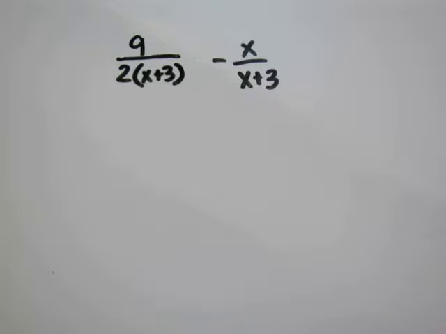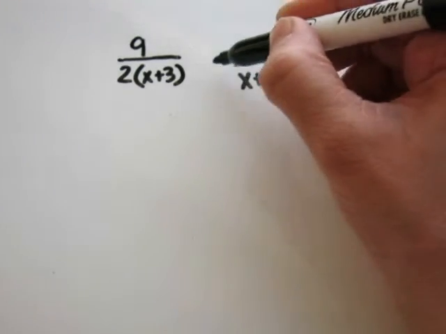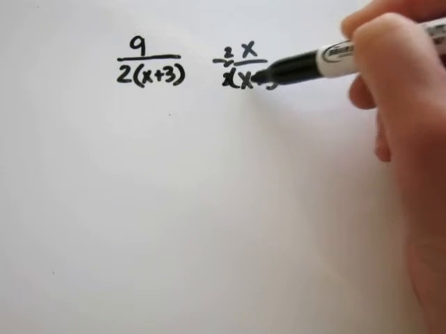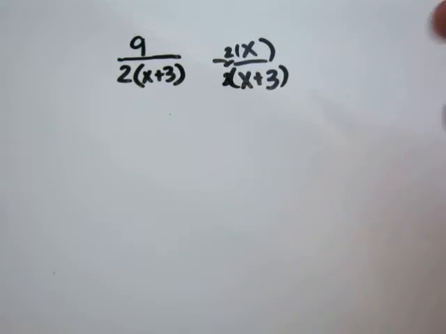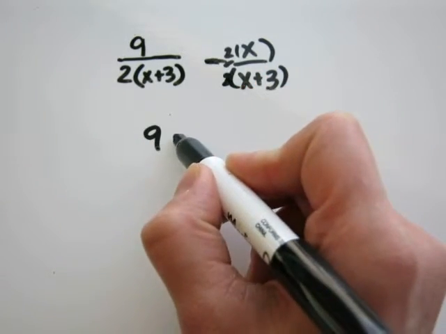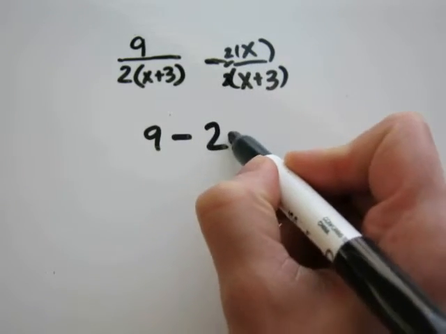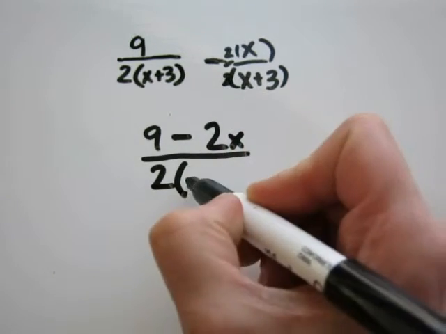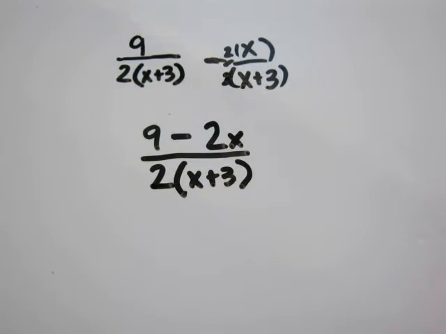Problem 12: 9 over 2 times x plus 3 minus x over x plus 3. We're subtracting fractions, so we have to have that common denominator. In this case, all we're going to have to do is multiply this side by 2 over 2 to get that common denominator. 2 times x is 2x, and then 2 times x plus 3, which is the same as selection D.